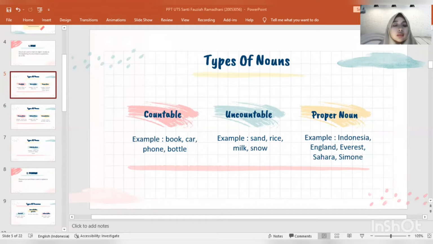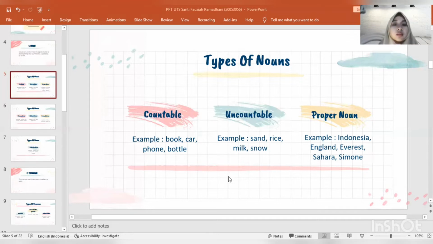The second is uncountable noun, which is the opposite of countable. Nouns of this type cannot be counted in number, or are objects that are so numerous that they cannot be counted. For example, sand, rice, milk, snow.